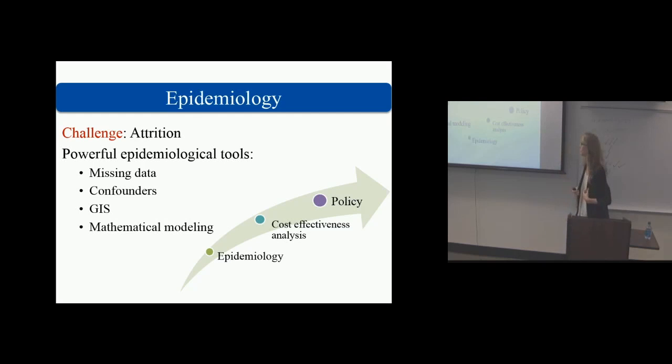Now we have some really powerful epidemiological tools to overcome missing data. So you can do inverse probability weighting or multiple imputation, where you can now impute the missing data values and keep your robust data set. You can also address confounding through traditional techniques that we use in statistical models, but now we have marginal structural models that we can use to overcome confounding better than we ever have before.